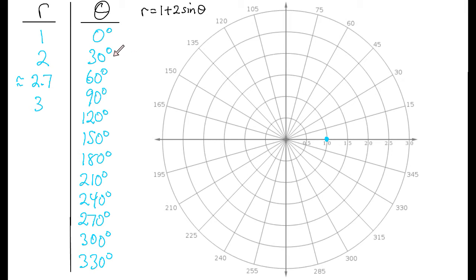When theta is equal to 30 degrees, r is 2. Okay, 30 degrees, r equals 2. There's that point right there. When theta is equal to 60, here's the 60 degree line. R is equal to 2.7. And I'm just going to estimate that. That's right around there, I would say. So there we go. There's a nice point. And then finally, when theta is equal to 90 degrees, I get r is equal to 3. That's all the way up here at the top.